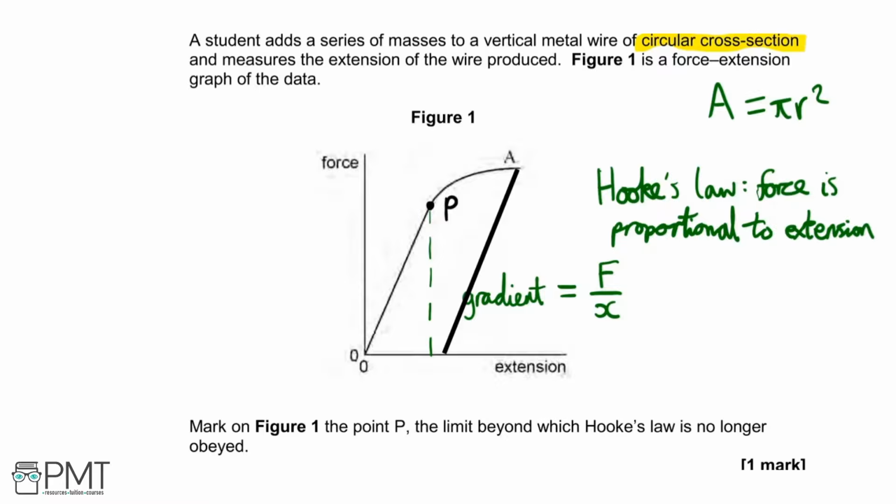What's happening there is that the forces between the individual atoms in the metal wire behave exactly the same as they do when the masses are being loaded. So actually it obeys Hooke's law on the way back. And that's actually what we're going to use to answer the next question.